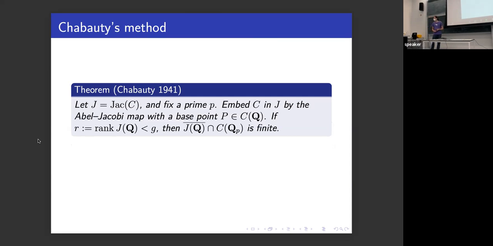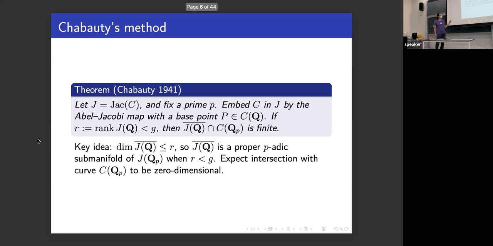And this was kind of the state of the art before Faltings' proof in proving the Mordell conjecture. And the content of it is, if you embed a curve in its Jacobian using the Abel-Jacobi map at some rational base point, and if the rank of the Jacobian is less than the genus, then the closure of the rational points in the Jacobian is some proper p-adic submanifold of the p-adic points of the Jacobian.